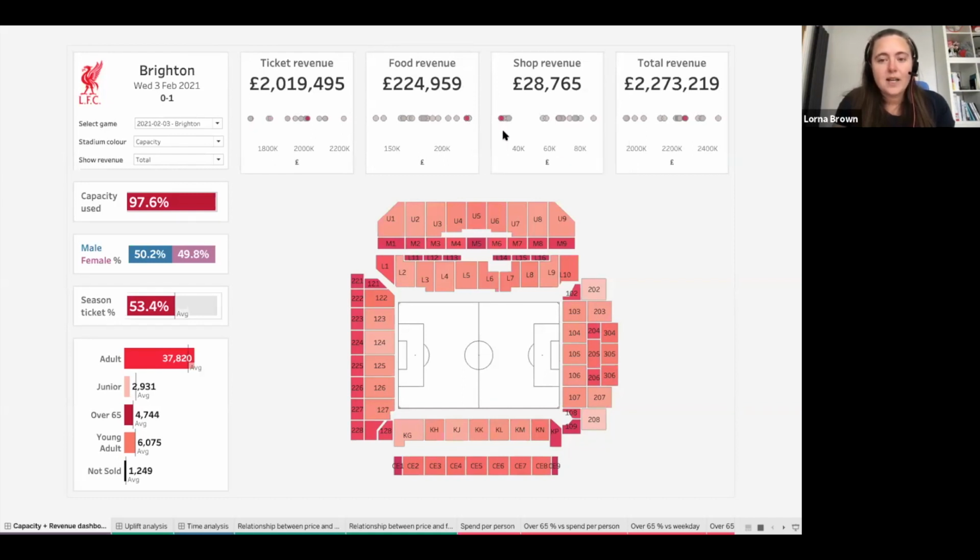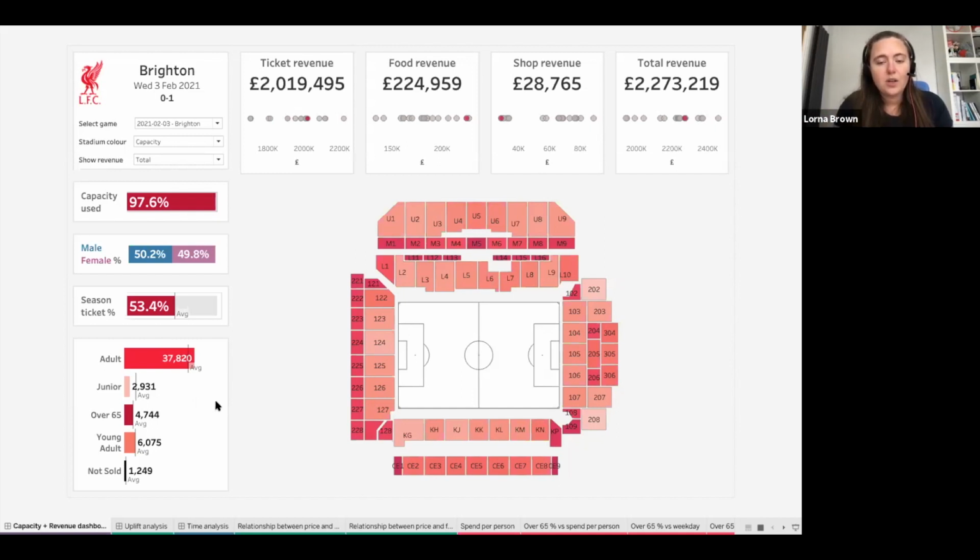But the shop revenue, as Phil was saying, the journey is that on a weekday, you're probably not going to go to the superstore, so therefore you're not spending as much time or money within the stadium. And you can see the overall revenue is midway for this particular match. The capacity is a little bit lower. You have the gender split as well, and you can see the percentage of season tickets versus non-season tickets. And then also the split of who actually is in the stadium. So are they adults or are they juniors?